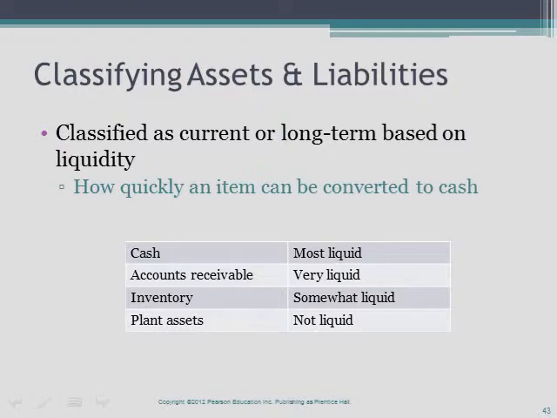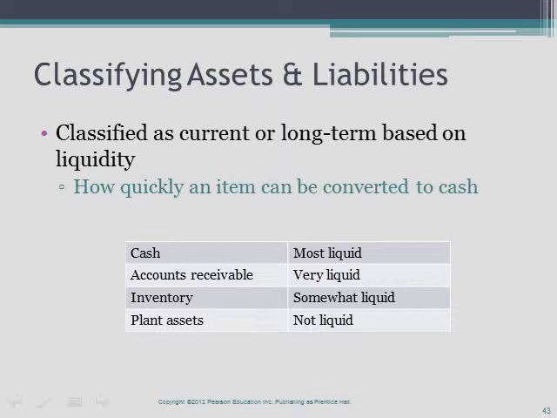On the balance sheet, assets and liabilities are classified as current or long-term to indicate their relative liquidity. Liquidity measures how quickly an item can be converted to cash. Cash, obviously, is the most liquid asset. Accounts receivable is relatively liquid because cash collections usually follow quickly. Inventory is less liquid than accounts receivable because the company must first sell the goods.